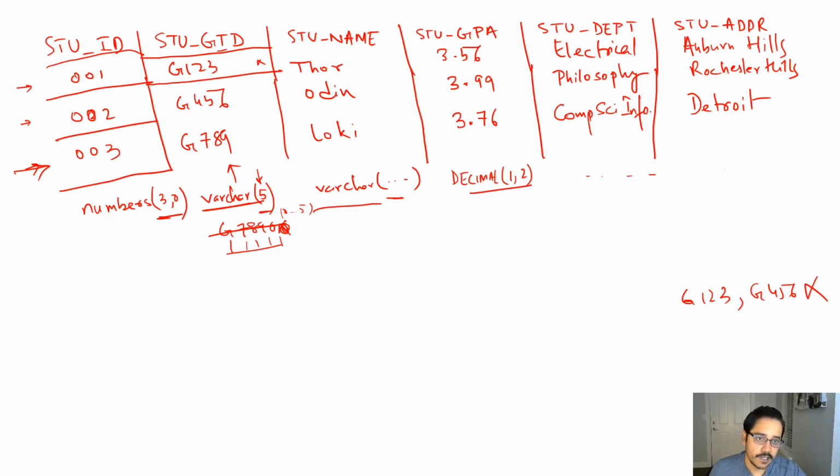Similarly, if you try to store 44.963 in the decimal 1, 2 column, this is again going to flag an error because, although it is a decimal, it violates the attribute domain. So you have to keep that in mind.